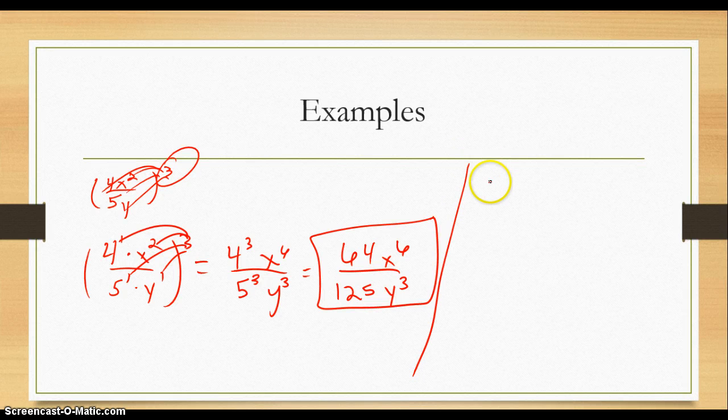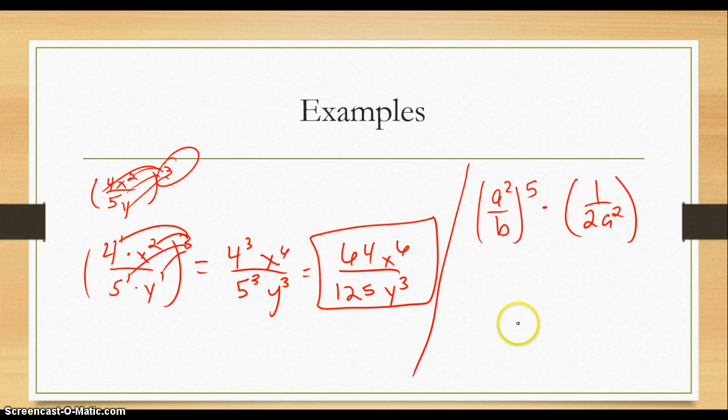All right. a to the second over b, all to the 5th power, times 1 over 2a to the second. Hold on, I didn't make that big enough. Okay, so we have a power outside of the parentheses only on this one. So we're going to distribute that through. So we get a to the 10th over b to the 5th times 1 over 2a to the second.